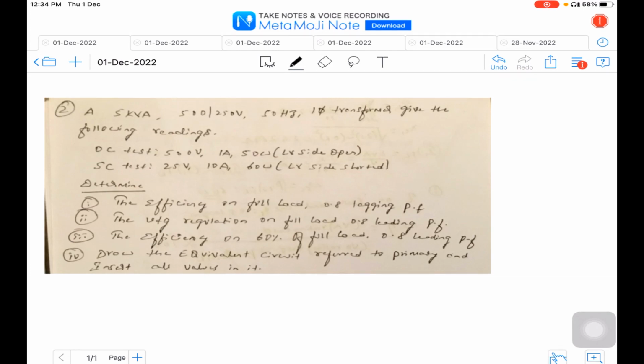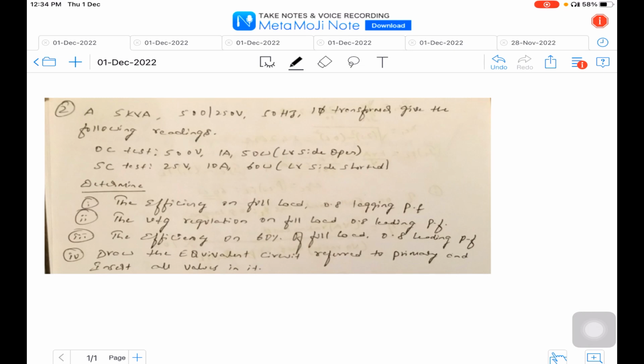Now, today let us see how to solve the problem on OC SC test. Let me read out the numerical given first. The numerical given here is a 5 kVA, 500 by 250 volts, 50 hertz single phase transformer that gives the following readings. So, after the OC SC test is done, the readings have been given here.